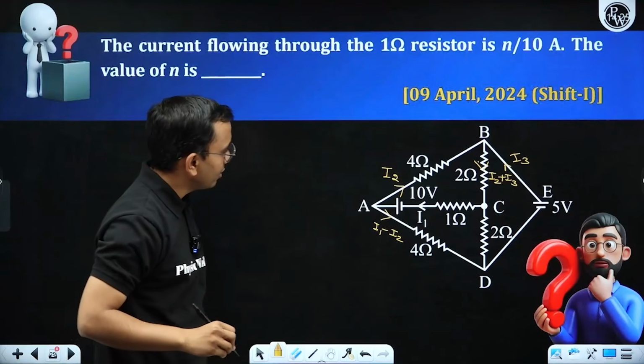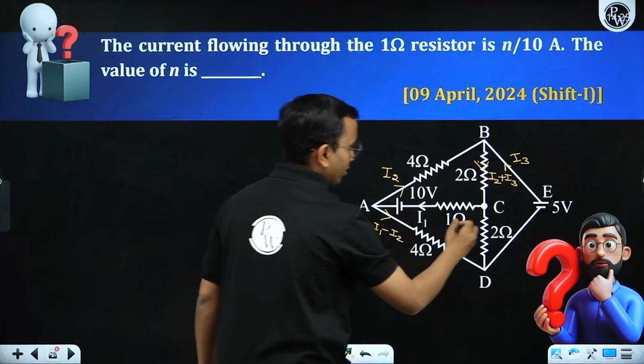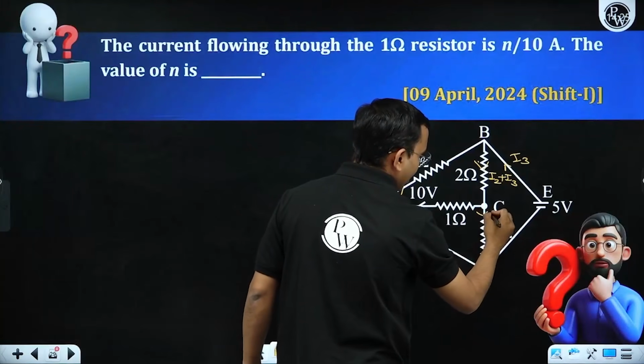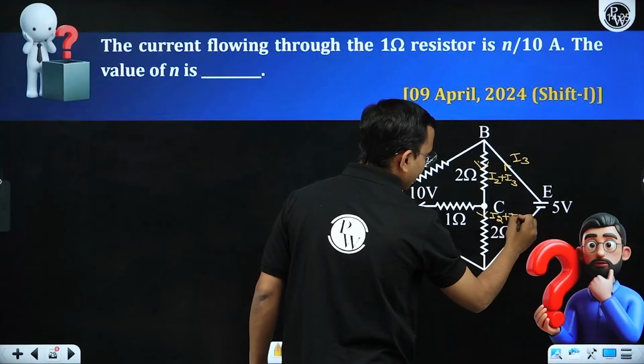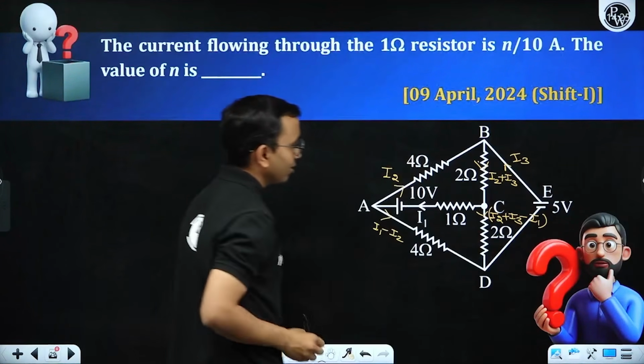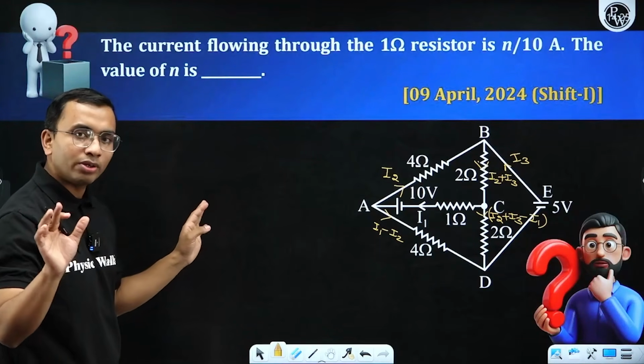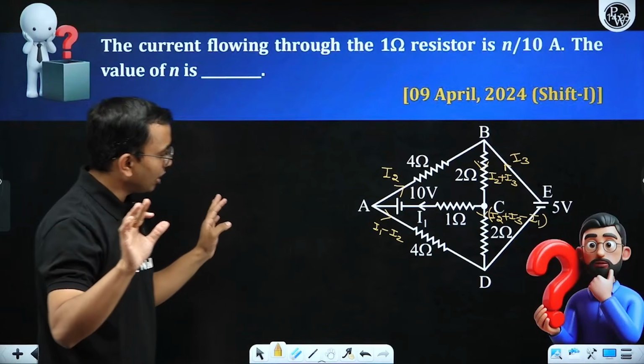And I2 plus I3 is there, and this is I1. So what will it be here? I2 plus I3 minus I1. I2 plus I3 minus I1 is flowing in this. So in all the branches, I have mentioned the current.